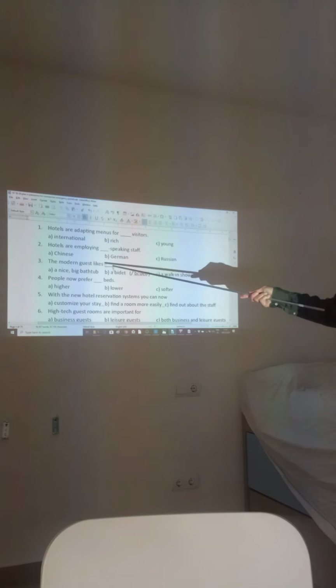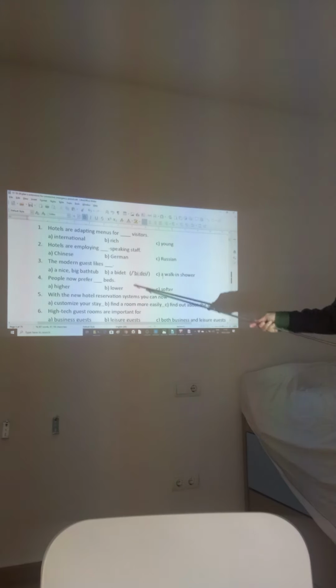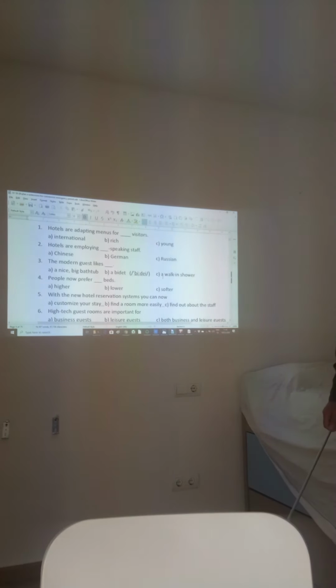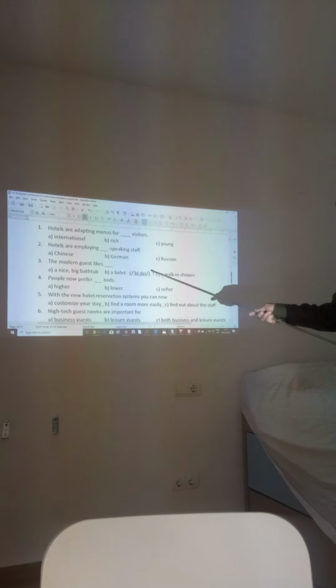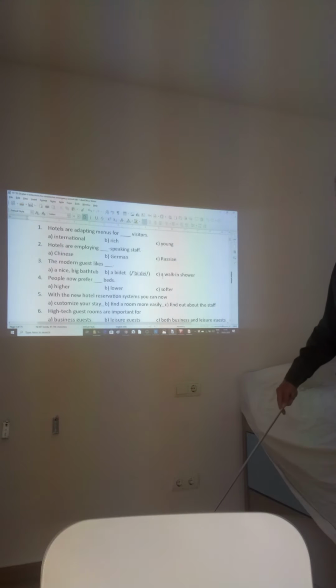3. The modern guest likes A nice big bathtub. Bathtub is where you have a bath, okay? In British English, normally they just say bath, but in American English, bathtub. In Spanish, bañera. A bidet, notice the pronunciation and notice that there is a silent letter. That's the T. You can see the pronunciation here. And a walk-in shower. A shower where you just walk in. In Spanish we call it una ducha con plato o un plato de ducha, okay?